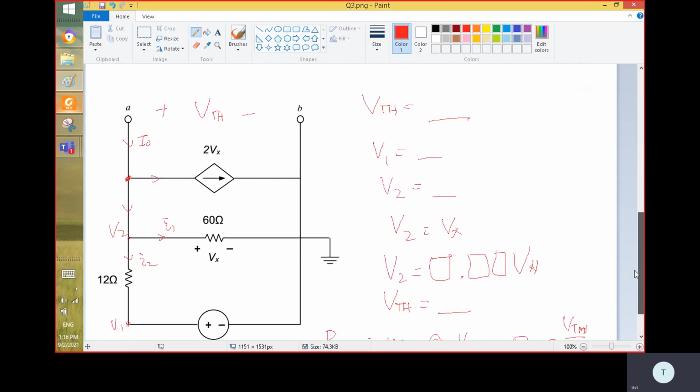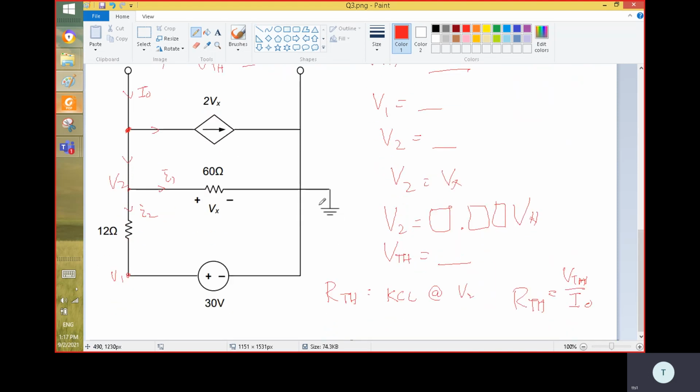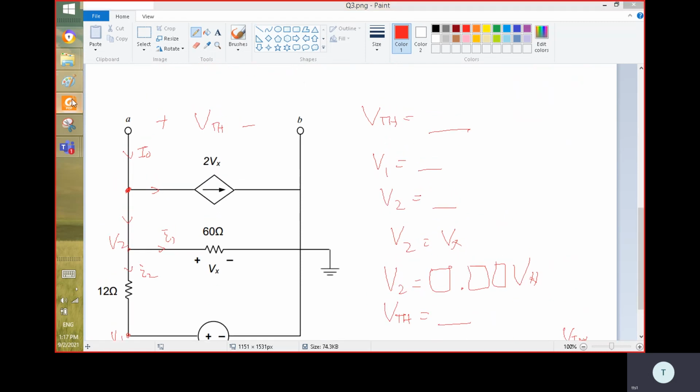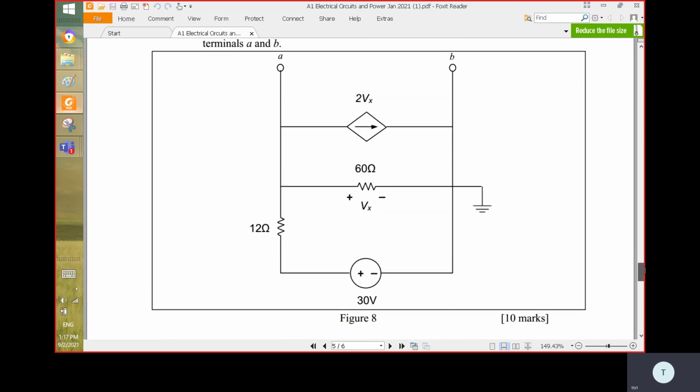For part 2 here, this is very unusual. This question is a bit tricky also, even though it looks really simple, right? You can rotate this one 90 degrees, putting the ground at the bottom here. So what you need to do for this question is find the Thevenin equivalent circuit. For the Thevenin equivalent circuit, we have only 2 components here.